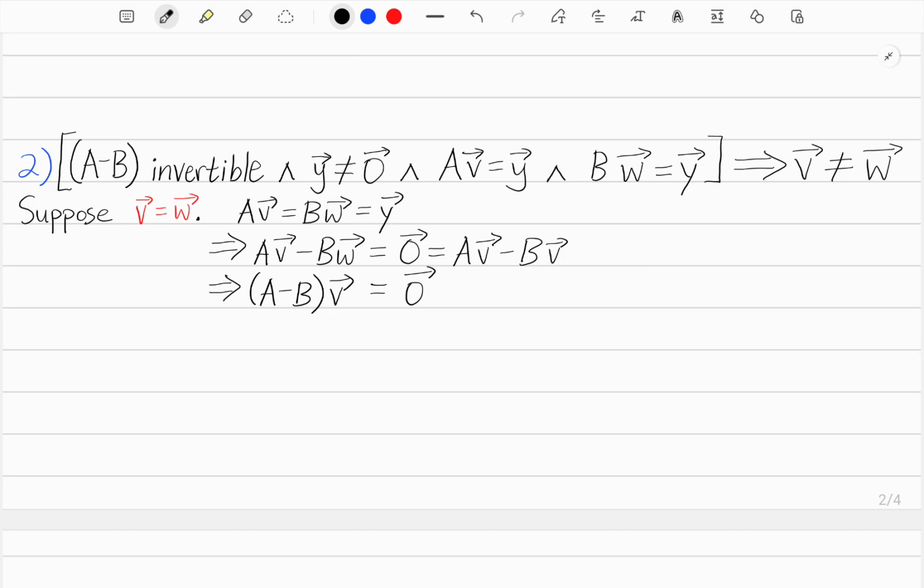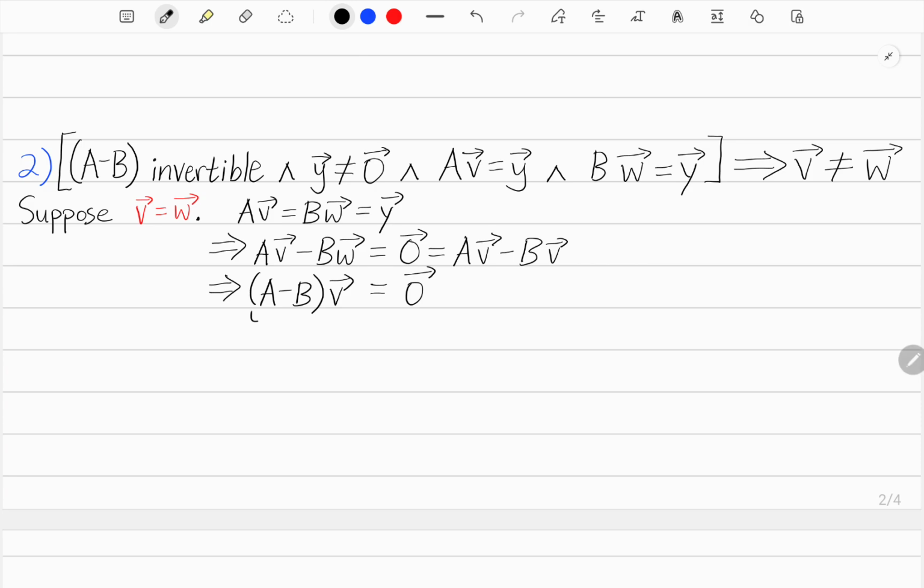Anyway, so we have this. Notice that we have A minus B times the column vector V. That gives you the 0 column vector. So this implies that either A minus B is the 0 matrix or V is the 0 column vector. Okay, so let's see here.